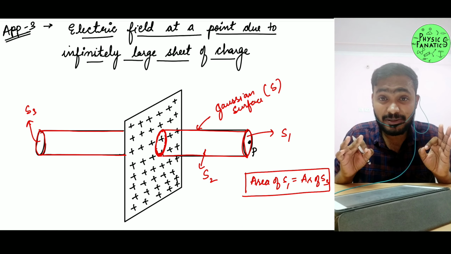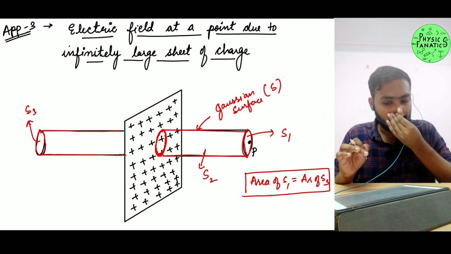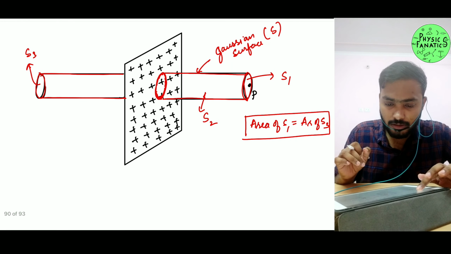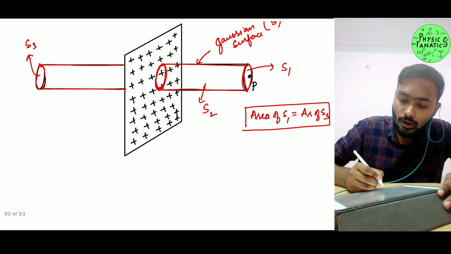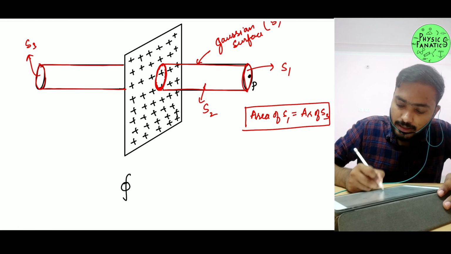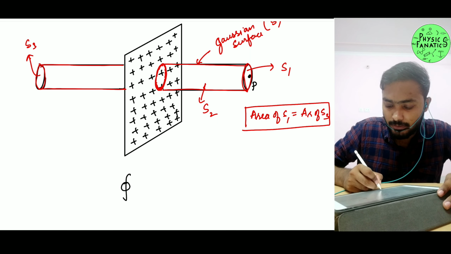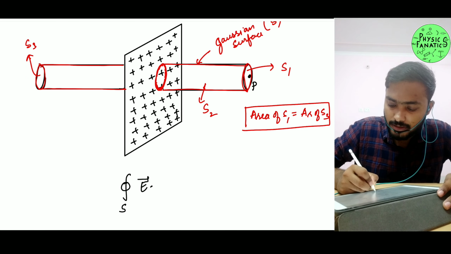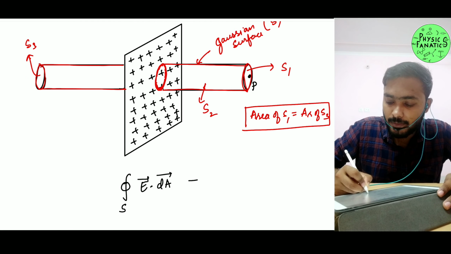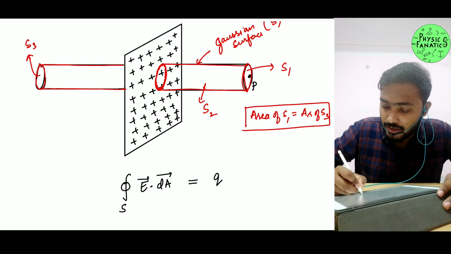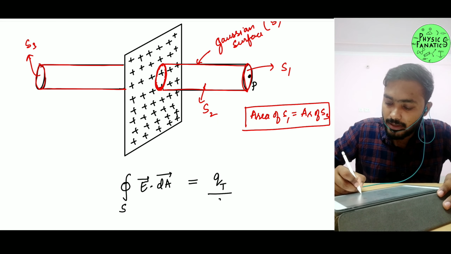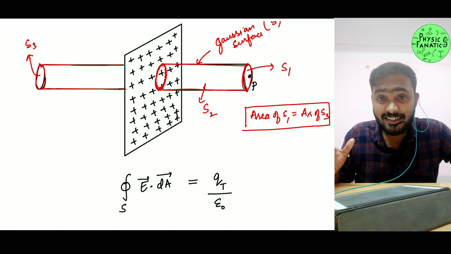Is that understandable to everyone? Great. Okay, now let me write the Gauss law here. According to Gauss law, it's very simple. I can write integration over a closed surface, let me call this surface S, of E dot dA, which will be equal to the net charge that is enclosed inside your Gaussian surface divided by epsilon naught. Is that a yes or no?